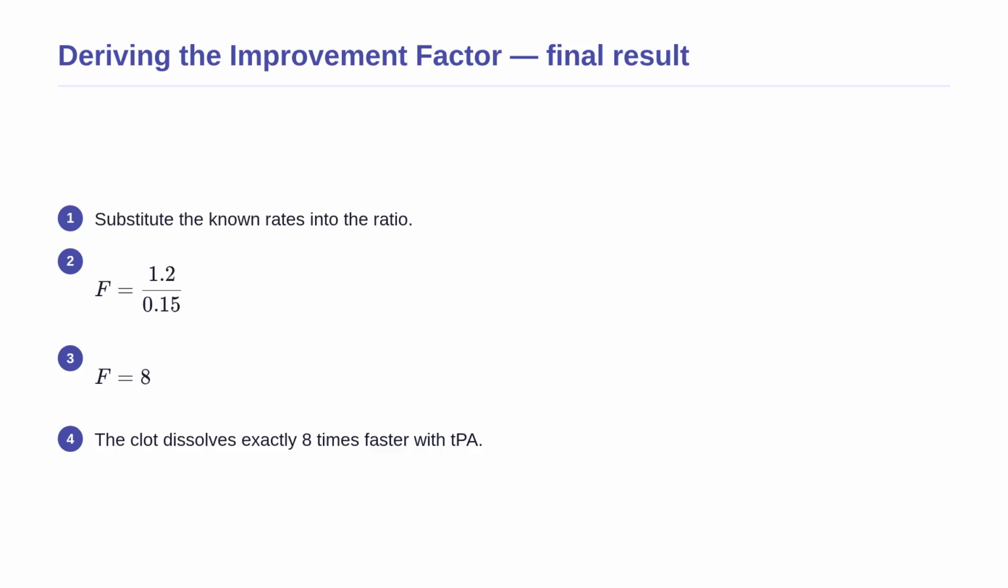This massive mathematical increase in speed perfectly illustrates why manipulating the fibrinolytic system with TPA is a life-saving intervention that clears blockages before brain tissue dies.